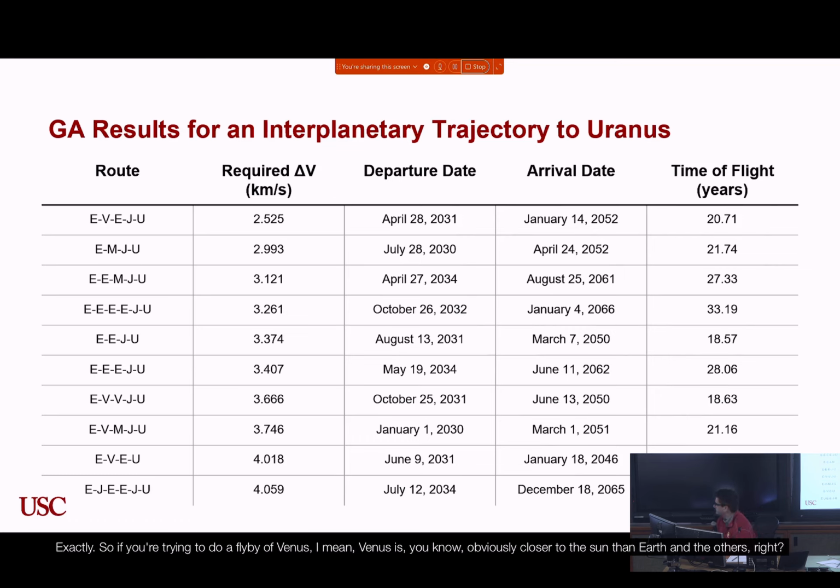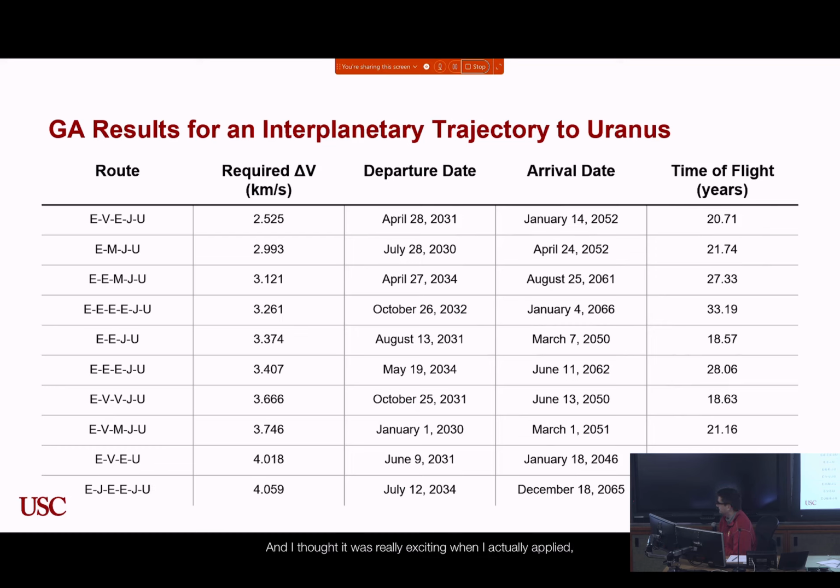Exactly. So if you're trying to do a flyby of Venus, Venus is obviously closer to the sun than Earth and the others, right? So it's going to require different kinds of thermal requirements. So it has to satisfy different thermal requirements, and that sounds easy, but it actually makes your spacecraft a lot more costly and so on. So sometimes you do have to balance the delta V versus the time versus the cost versus the mass and so on. So just FYI, but this is a pretty good deal.